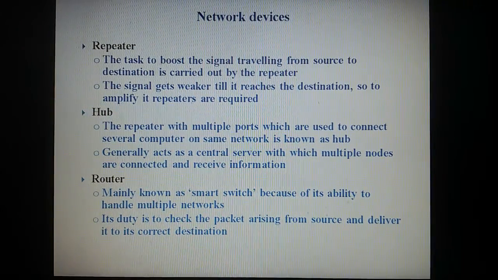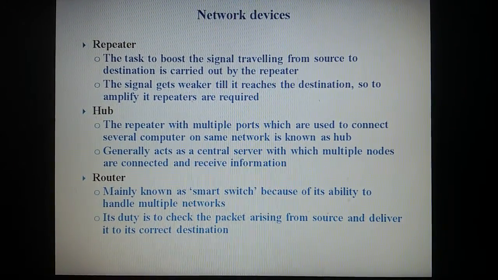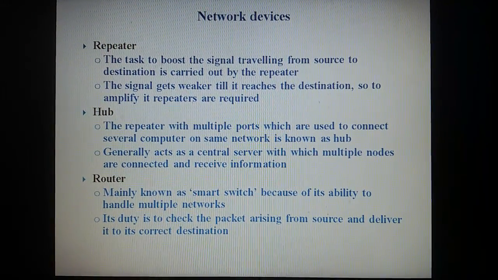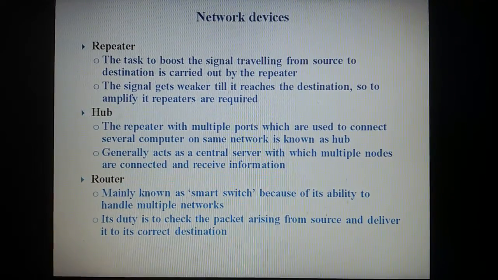Network devices. Repeater. The task of boosting the signal traveling from source to destination is carried out by the repeater. The signal gets weaker till it reaches the destination, so repeaters are required to amplify it.